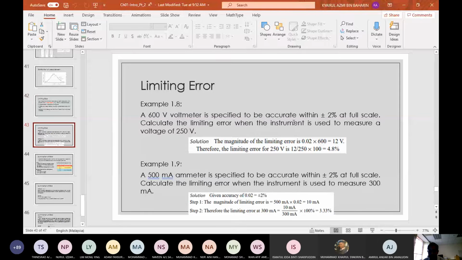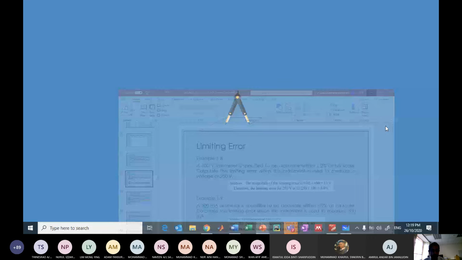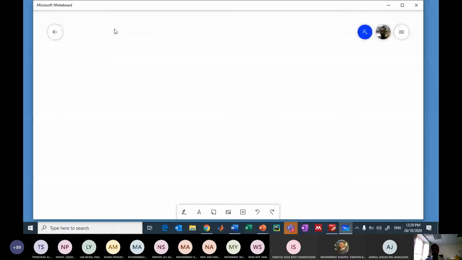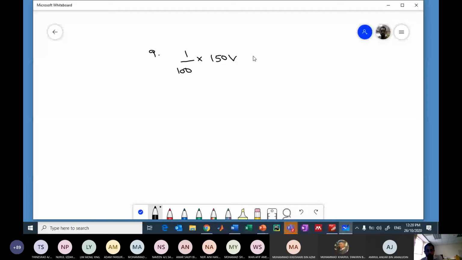Okay, so just for clarity, let's just do it. So for question number 9, the error is 1%, the range is 150. So 1 over 100 times 150 volts. So you are going to get 1.5 volts. That's the absolute error for full scale deflection.